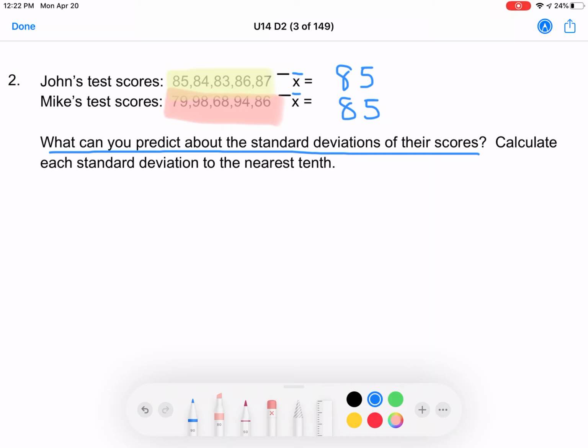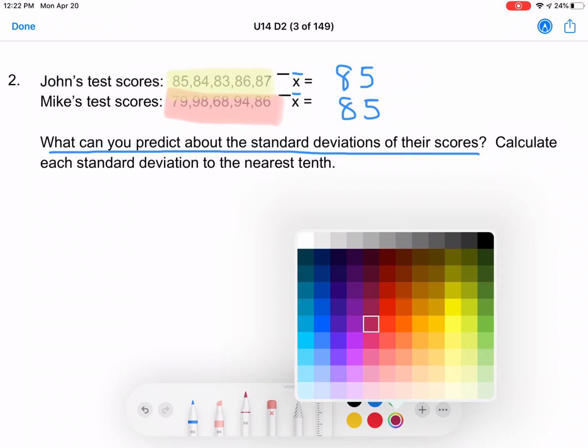So I would have asked you guys in class, what do you think is going to happen when I go back and do my lists and spreadsheets and try and come up with what the standard deviation is? So I think that you would tell me that John's standard deviation is going to be pretty small and Mike's standard deviation is going to be pretty large.